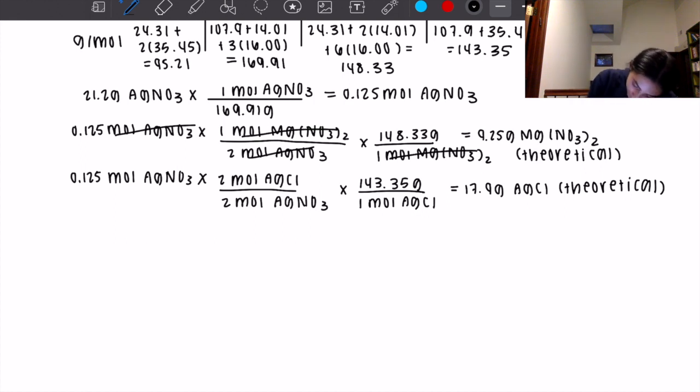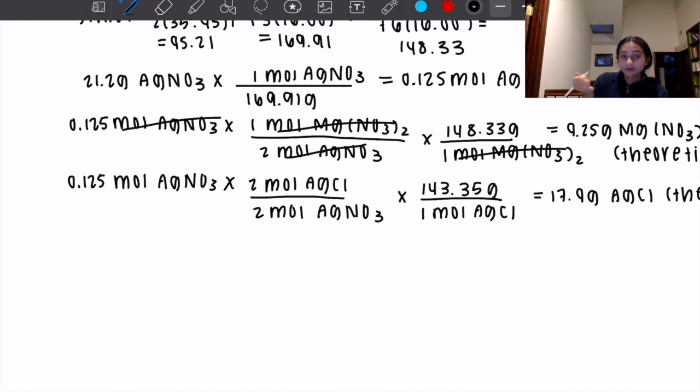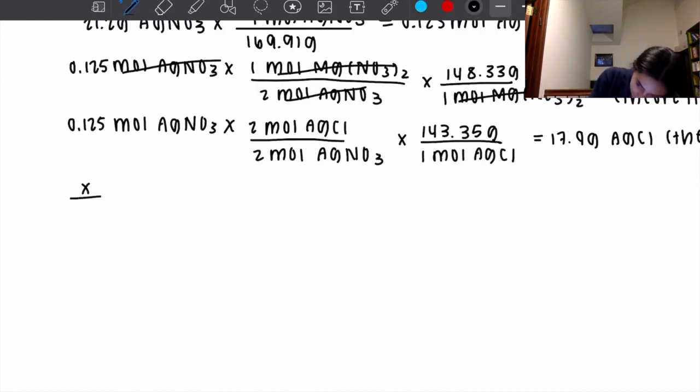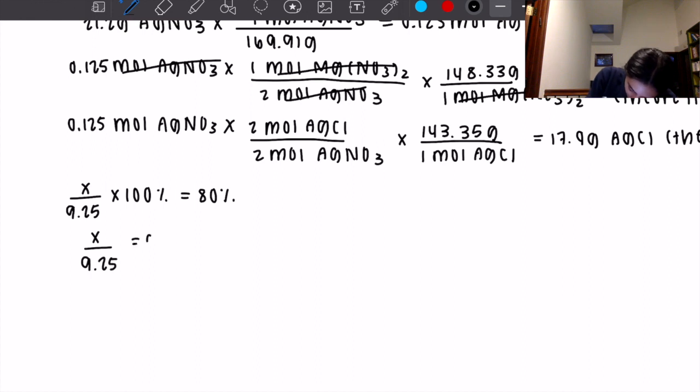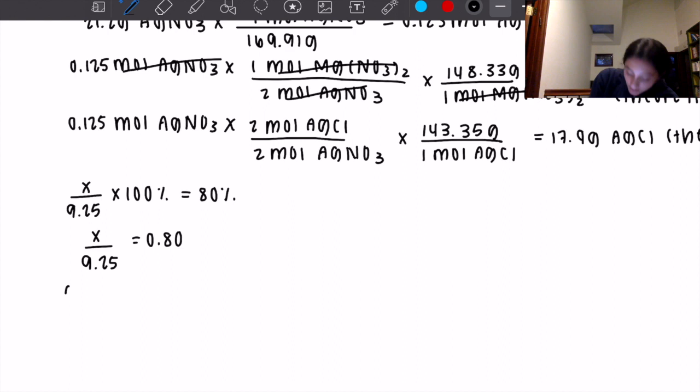I'm going to call my actual mass X. So if I have X over 9.25 times 100, because percent yield is actual over theoretical times 100, if that equals 80%, I want to find X because I want to find the actual mass. So I can slowly simplify. If I divide both sides by 100 first, I get X over 9.25 equals 0.8. Then I can cross multiply. So 0.80 times 9.25 equals X, which is the actual mass.